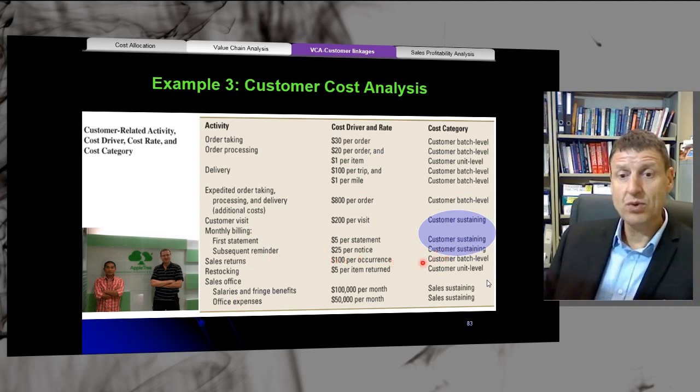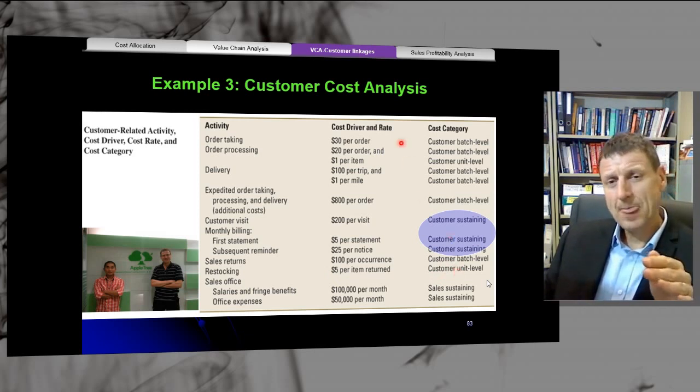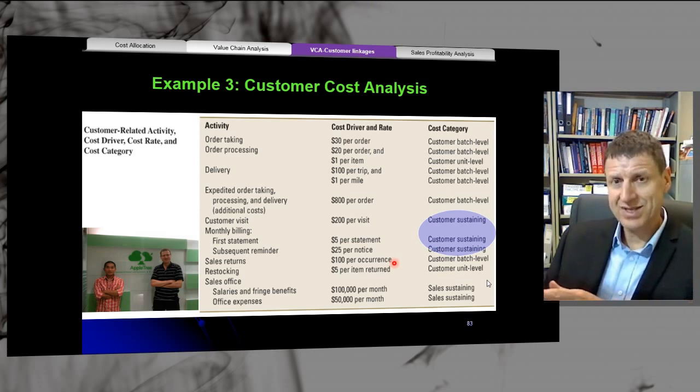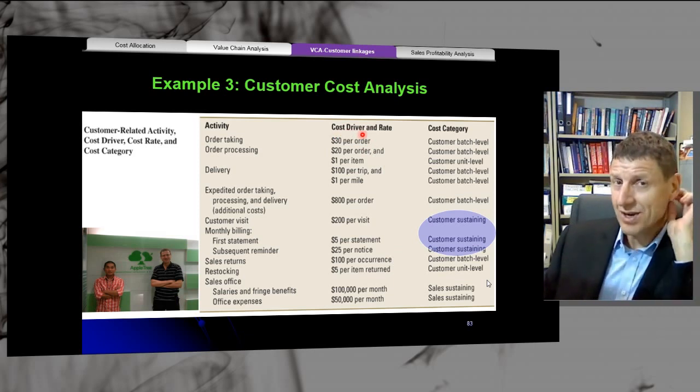Sales returns. Some will return more, others less. It's a batch level. And then restocking, of course, is going to go up if there's a return of 10,000 units versus a return of 1,000 units. You can see that these are all ways in which we can distinguish different costs that are being incurred by your different customers, depending on the drivers, that is, the resources the customers are consuming of yours.